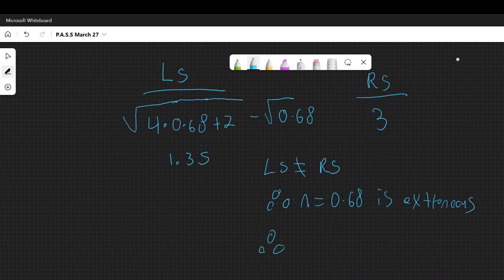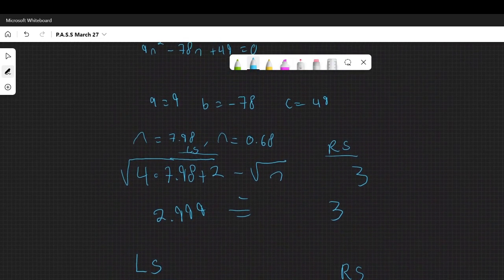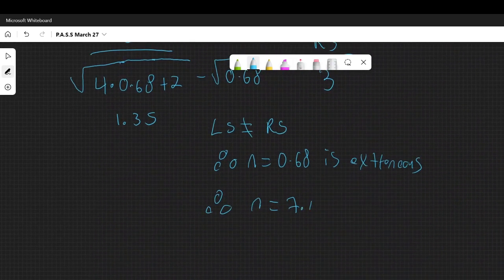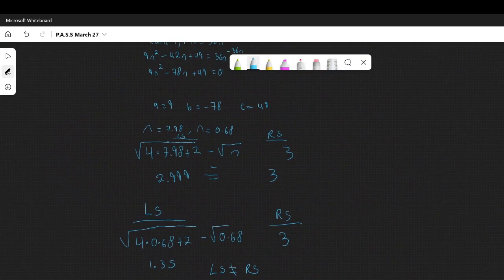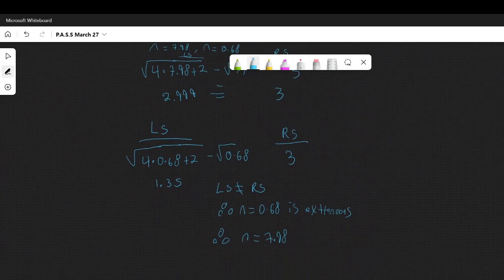Therefore, n equals 7.98. So yeah, basically, whenever you're squaring something and turning something into a quadratic, occasionally you can create extra answers, and you have to sub them back in with the left side and right side test to make sure that the numbers and values actually work.